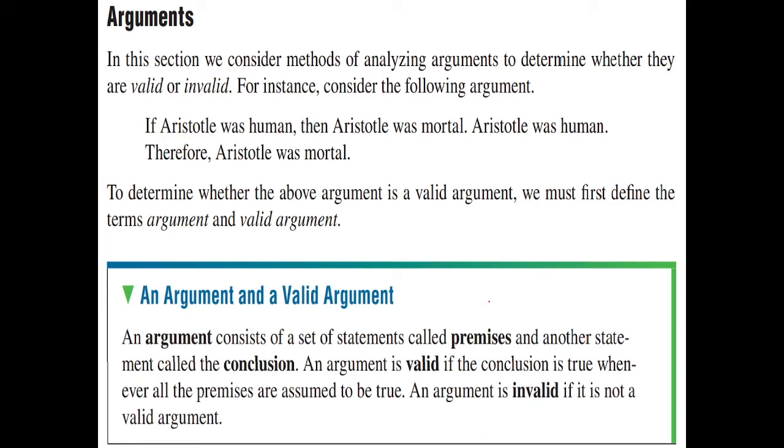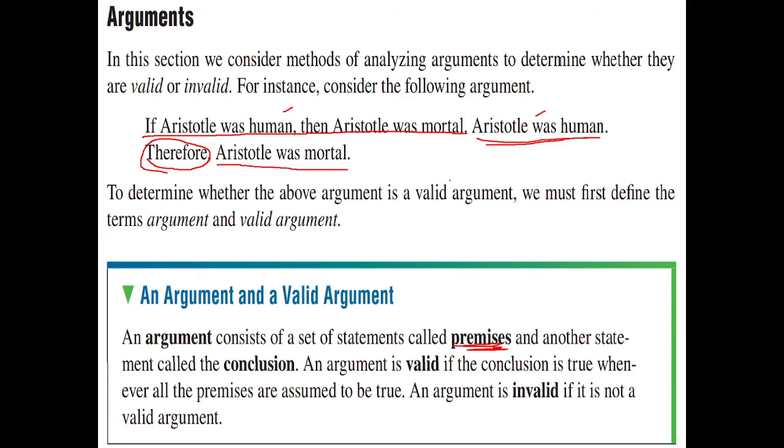An argument consists of a set of statements called the premises, and another statement called the conclusion. So, in our example, kining if Aristotle was human, then Aristotle was mortal, this is a premise. Aristotle was human is another premise. These are the premises of your argument. Nya kining conclusion, unsa ilanan na anang word nga therefore, mao atong conclusion. So an argument is valid if the conclusion is true whenever all the premises are true. So kung ang premises nato true and true pod ang conclusion, then our argument is valid.